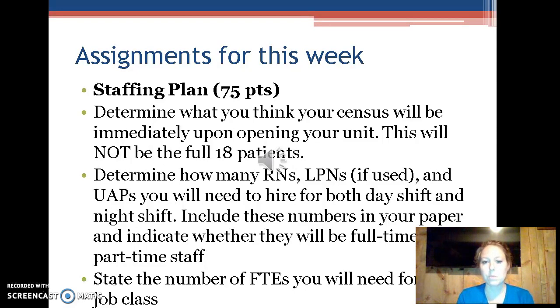You're going to determine how many RNs, LPNs, if you're choosing to use them, and how many UAPs or unlicensed assistant personnel you'll need to hire for both day shift and night shift. You're going to include those numbers in your paper and indicate whether they will be full-time or part-time. Going back to the unlicensed assistant personnel, you might see them listed as a PCA, which is a patient care associate, CNA, clinical nurse associate, and sometimes they have some other name. So that's what we're looking for on that. Then you're going to state the number of FTEs you will need for each job class.